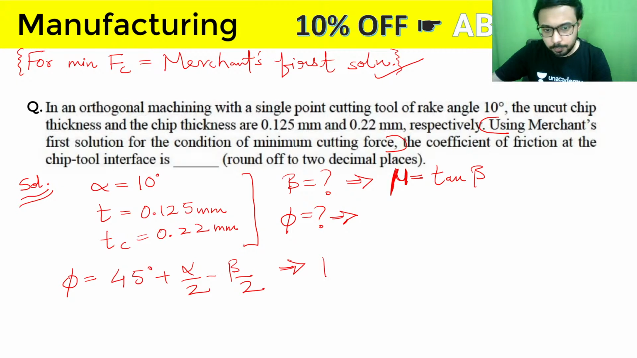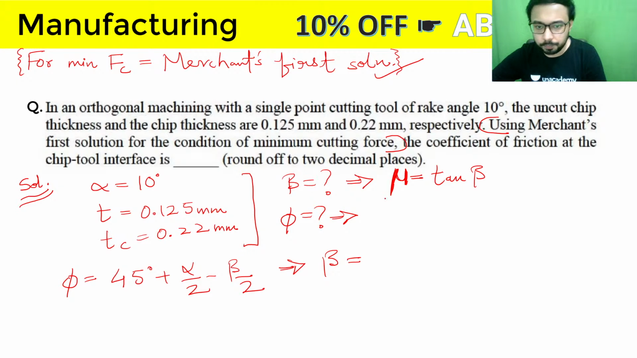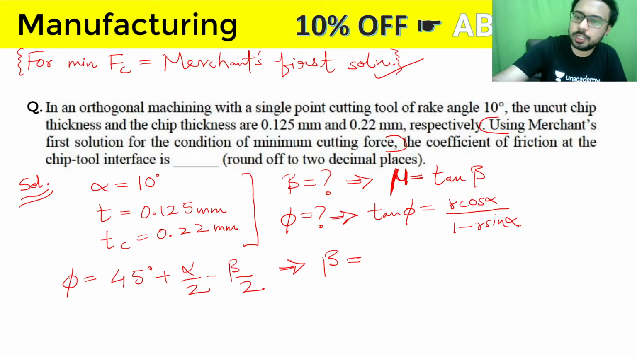To calculate beta we require phi, and that phi we will get from this formula, which, as I have discussed before, is the most important formula in manufacturing because the number of times it is asked is enormous. So just remember this formula: tan phi is equal to r cos alpha divided by 1 minus r sin alpha.